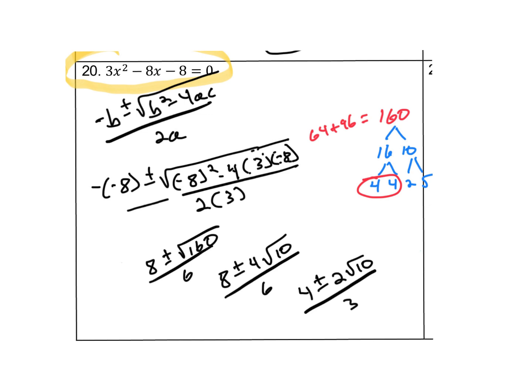So now I just need to simplify 8 over 6 and 4 over 6. They all have a 2 in common. 8 divided by 2 is 4. 4 divided by 2 is 2, and 6 divided by 2 is 3. So this is our final answer. All right, now let's take a look at another example.